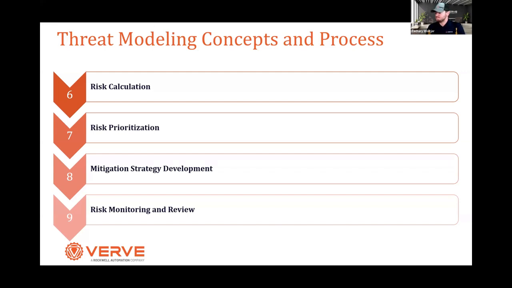And then, perfect segue, step 8, mitigation strategy development. Now that you know what the problems are, you know where the risk is, you can start fixing them. This strategy is really where you're going to start asking, how many birds can I kill with as few stones as possible? And then finally, step 9, risk monitoring and review. Again, this is a continuous process. It's just continuing to monitor, continuing to review, and continuing to get better.